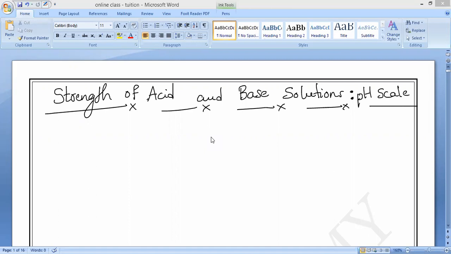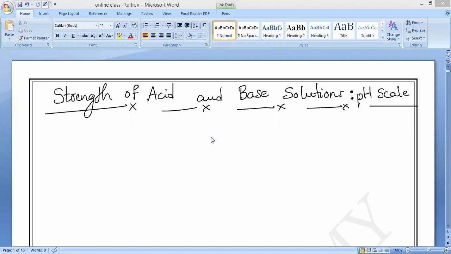So, as we know, presently we are studying acids, bases, and salts. Last class I taught you the properties of bases, and we also studied the uses of bases. Now, coming to today's class, we are going to study the strength of acid and base solutions, meaning the pH scale. We have strong acids, strong bases, as well as weak acids and weak bases. So based upon what parameter do we decide whether a given solution is strong or weak?